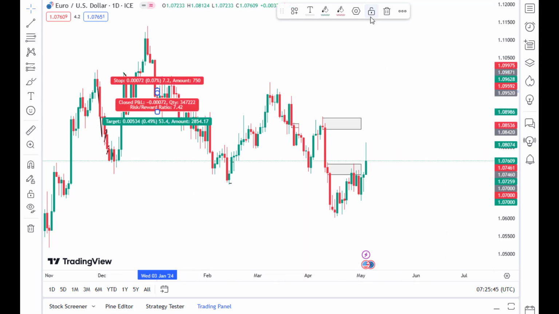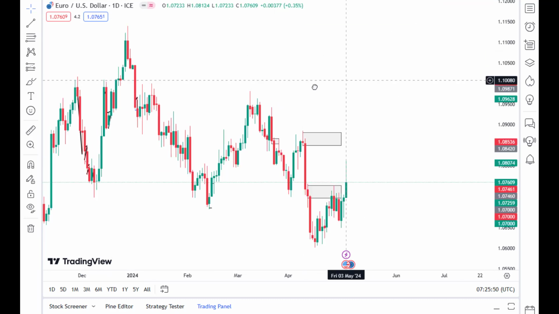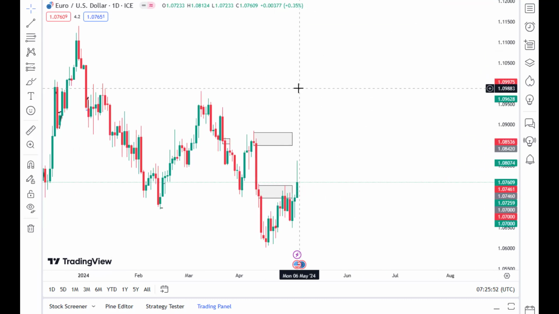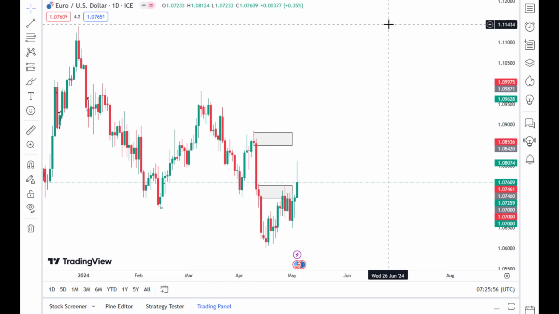Today we are going to be doing a top-down analysis on some currency pairs: Euro US dollar, GBP, gold. We are also going to be looking at the weekly forecast on what to be observing during the week.